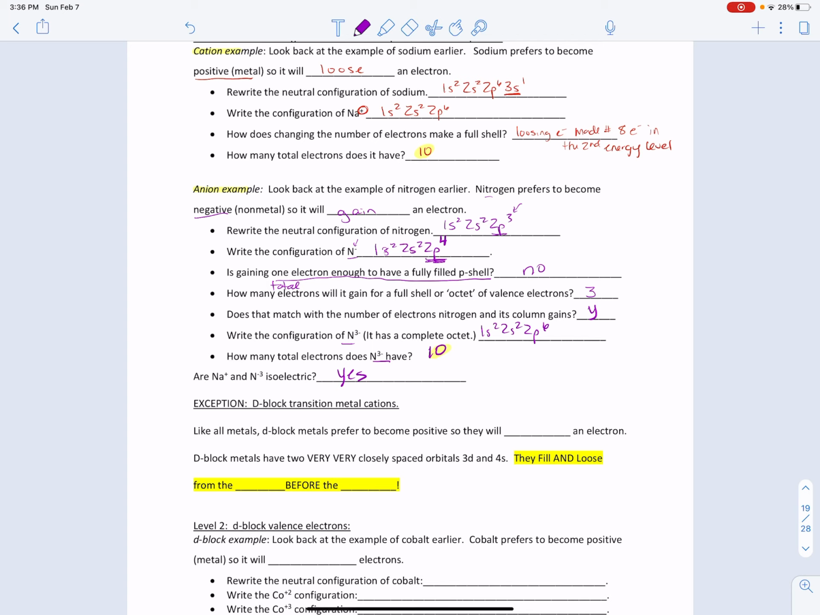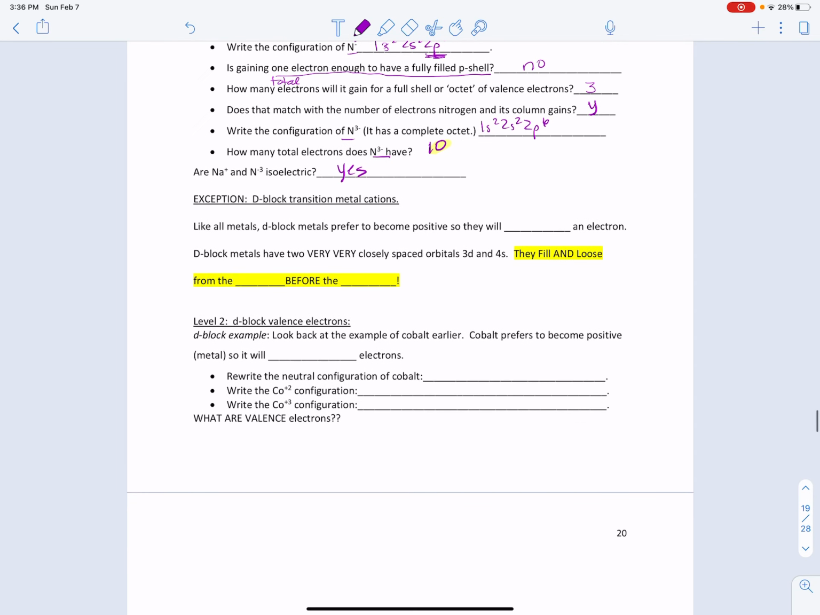So it's that simple when you're dealing with p electrons and the outermost valence electrons being in the p or the s block. Now, if they're in the d block, there's one little thing you need to be careful with. And it's not hard, you just want to make sure you're doing it. So D blocks prefer to become positive, so they will lose an electron.